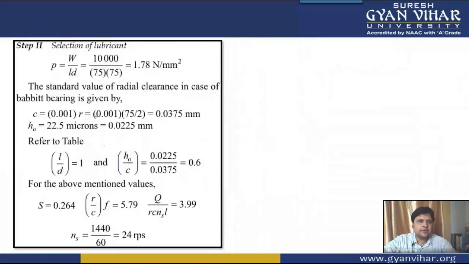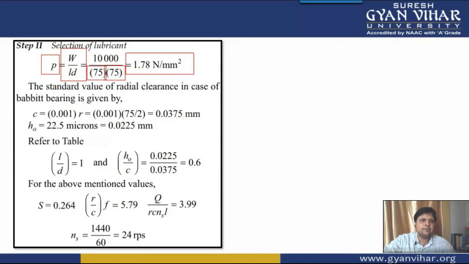Then moving further, we will calculate the pressure by this formula W by LD. We have taken L and D values as 75, 75. Therefore, the pressure becomes equal to 1.78. See how we have calculated: first of all, the assumed value of pressure was 2 Newton per mm square. Then based on that, we calculated the L by D ratio.